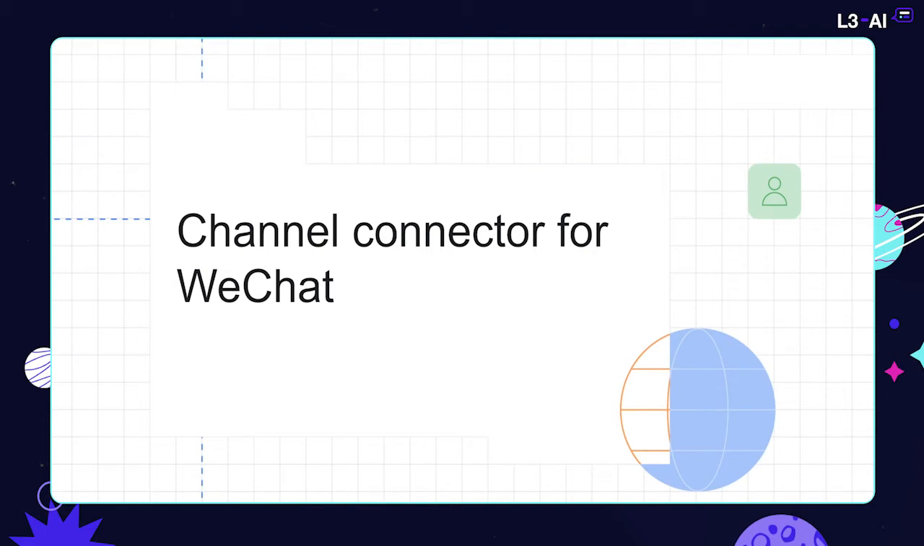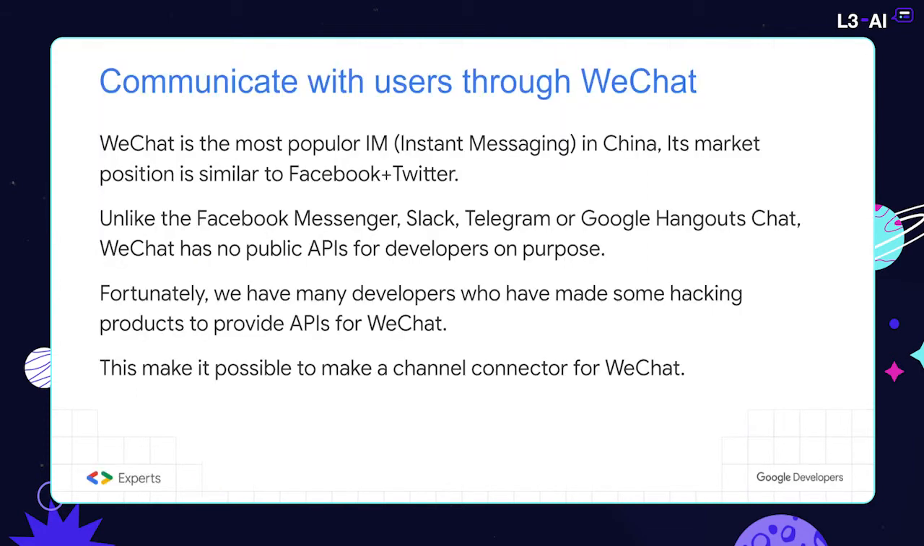The second thing I want to talk about is channel connector for WeChat. Communicating with users through WeChat is very important because WeChat is the most popular IM in China. Its market position is similar to Facebook plus Twitter. Unfortunately, unlike Facebook Messenger, WeChat has no public APIs for developers. And fortunately, we have many talented developers who have made some hacking products to provide APIs for WeChat. And this makes it possible to make a channel connector for WeChat.